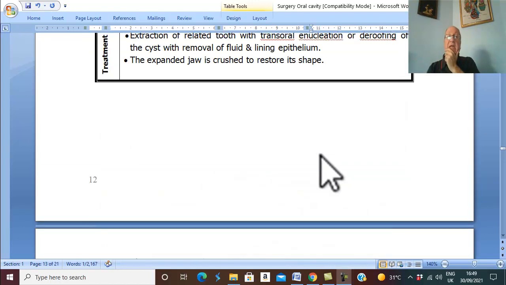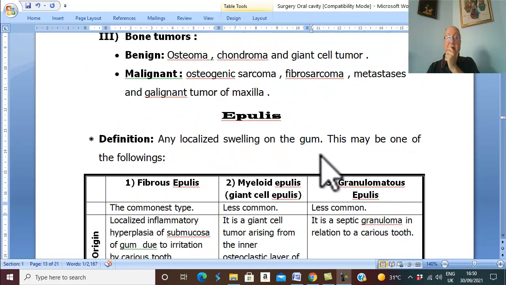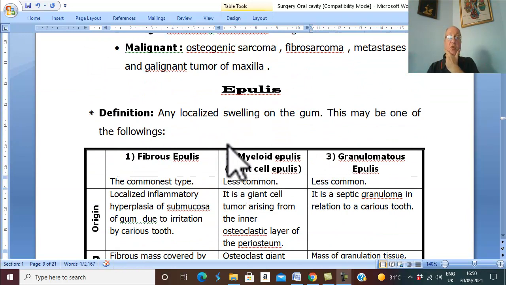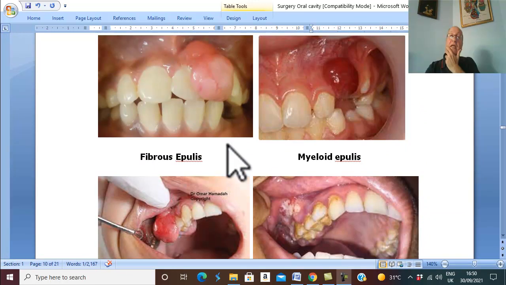First of all, we will discuss epulis. We said that epulis is any localized swelling related to or on the gum, and it may be one of the following. It may be fibrous epulis. Fibrous epulis is the commonest type.